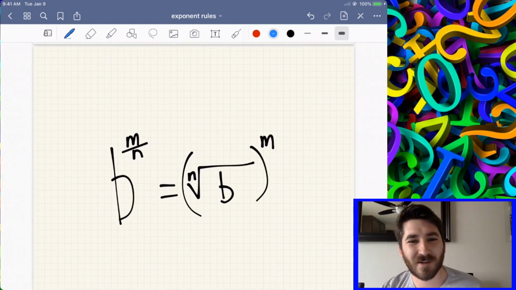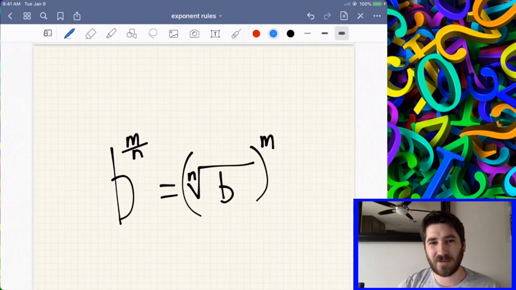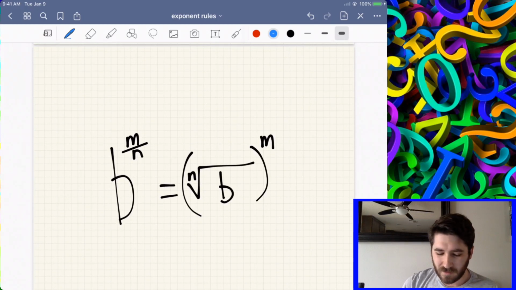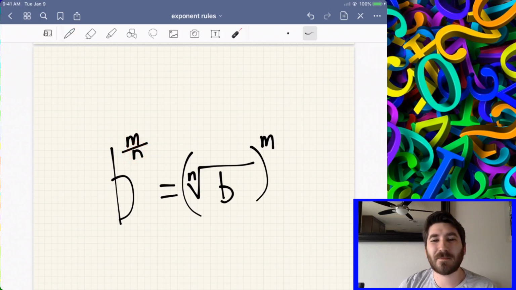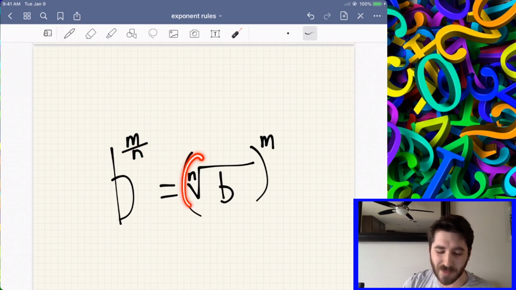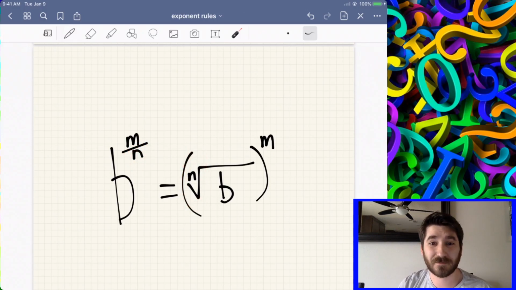Here's our rule of rational exponents. When we have a rational exponent, the denominator means something special. Just like in negative exponents, the negative sign meant something special. It didn't mean a negative number. In this case, the denominator doesn't mean we're dividing by something. Instead, that denominator means we're going to find the nth root of something.